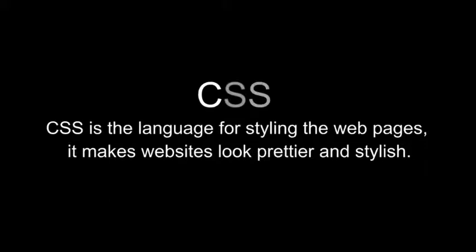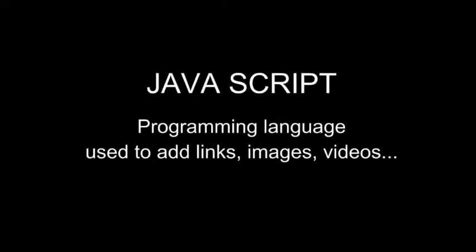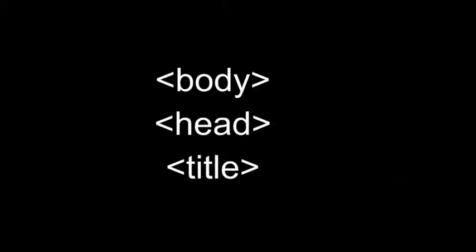And once again, JavaScript is the language that's used to put more animation into the kind of dry website that you create with HTML. It will allow you to put links, images, and videos onto your website in an easy fashion. So, as we learned in class, there are three sections to an HTML file.